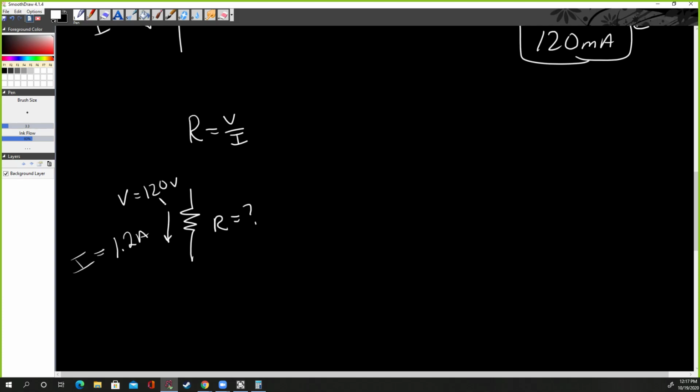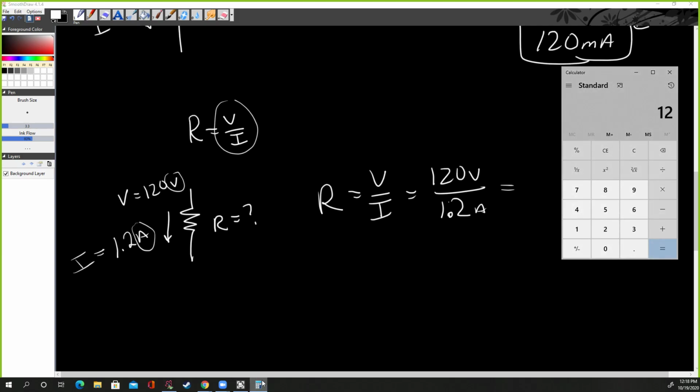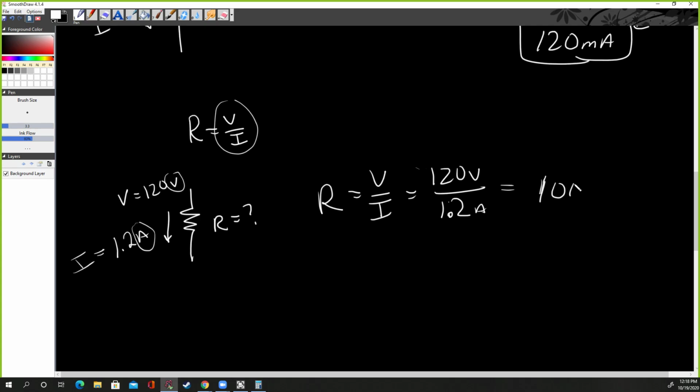Notice I do not need to convert anything. These are in amps, these are in volts, so we're good. There's no kilos, no millis, no micros, no nanos. If there is, search on Google how to convert it. Once you have them in the correct unit, you just need to divide them. R is equal to V divided by I, and the V is 120 volts. The I is 1.2 amps, right? And so it's 120 divided by 1.2, and we can say 120 divided by 1.2 is 100. So 100 ohms is the resistance.